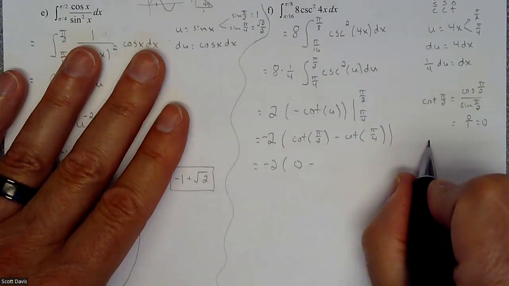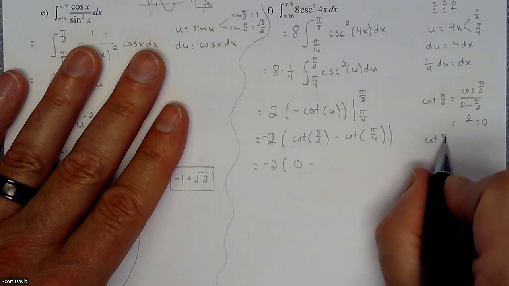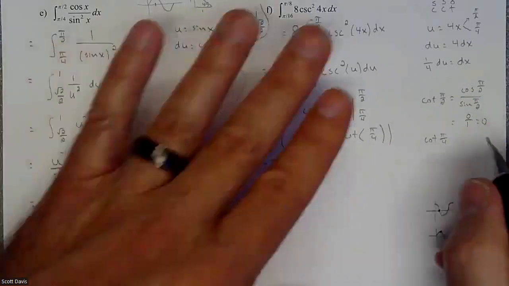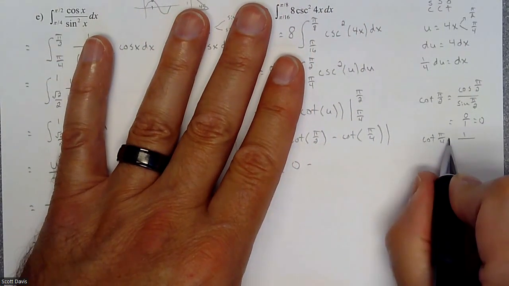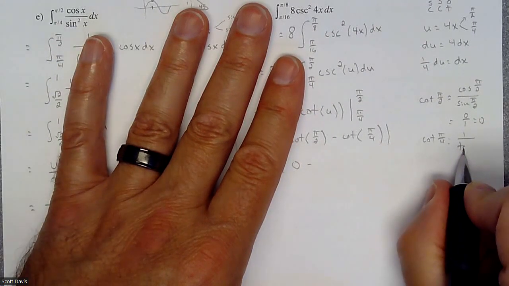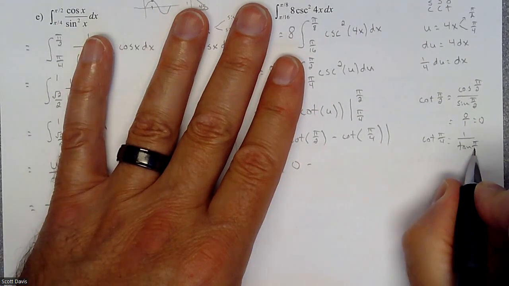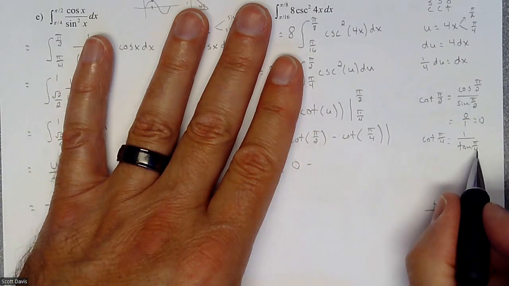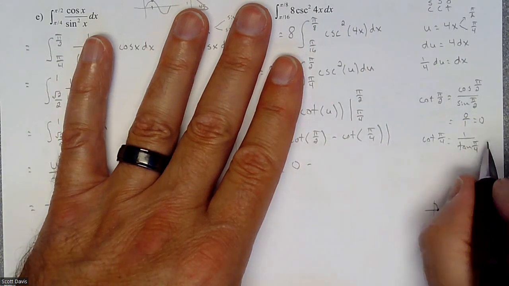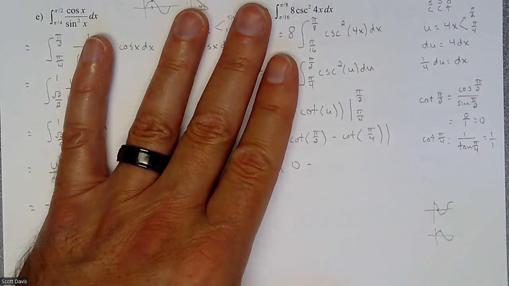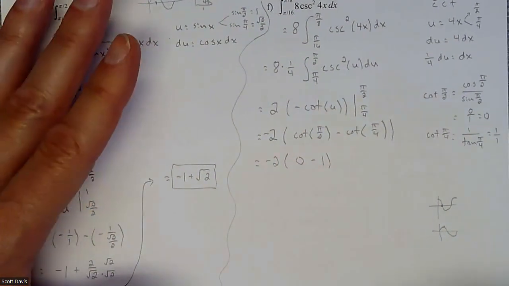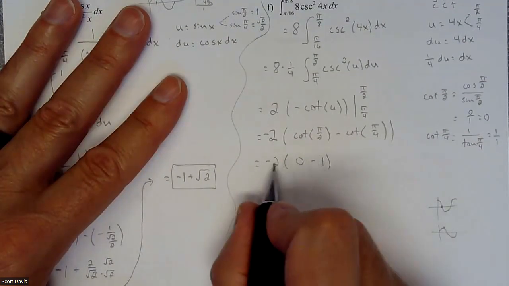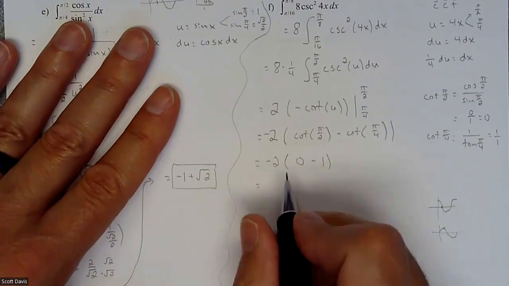Same idea. Cotangent of pi over 4 is really 1 over tangent of pi over 4. And tangent of 45 degrees is 1. And so that's going to be 1 over 1. So if we distribute, this is really just a -1 times a -2, and we're getting an area of 2.